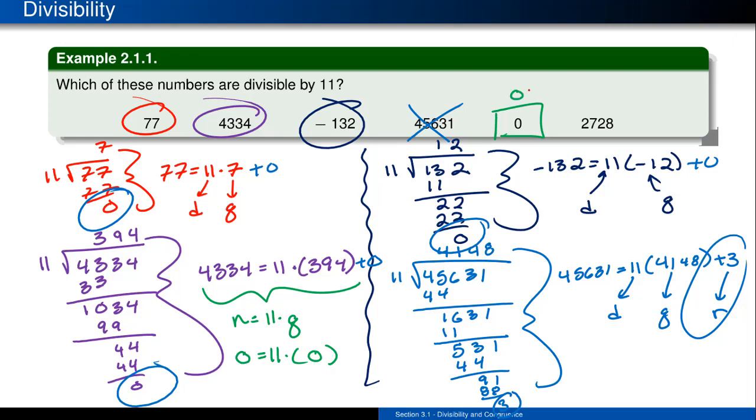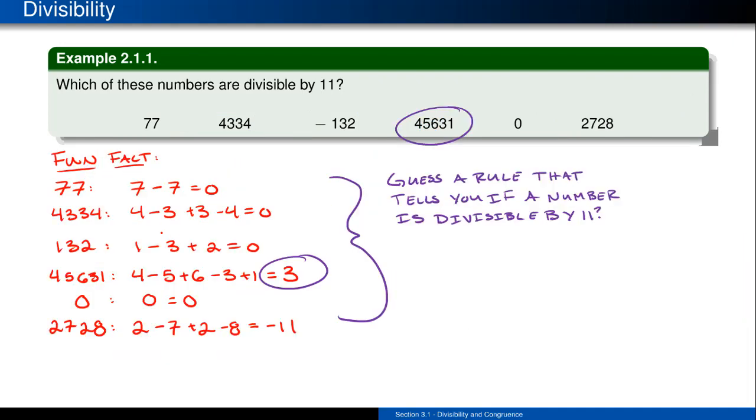So in this case, 0 is equal to 11 times 0. The idea is that 0 divided by 11 is 0, and that little 0, that quotient, is just going to go right there. So in that case, the 0 does work. I'm out of room, but if you would test, you would actually see that this 2,728 also is divisible by 11.